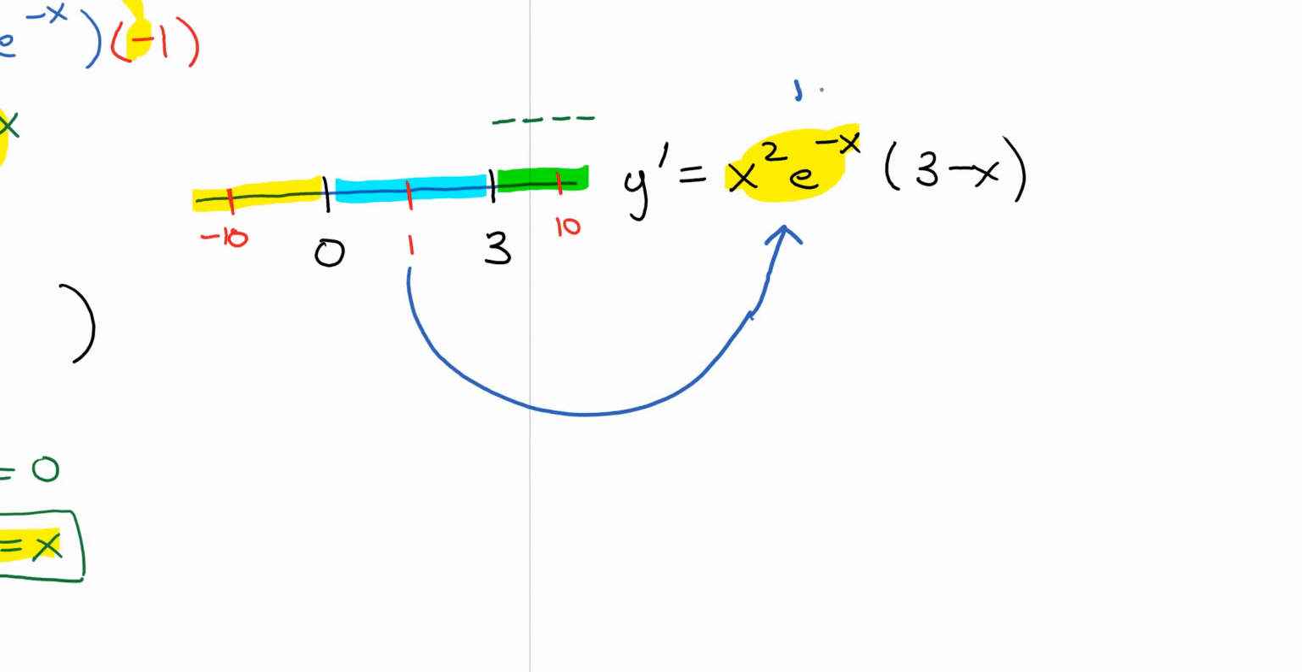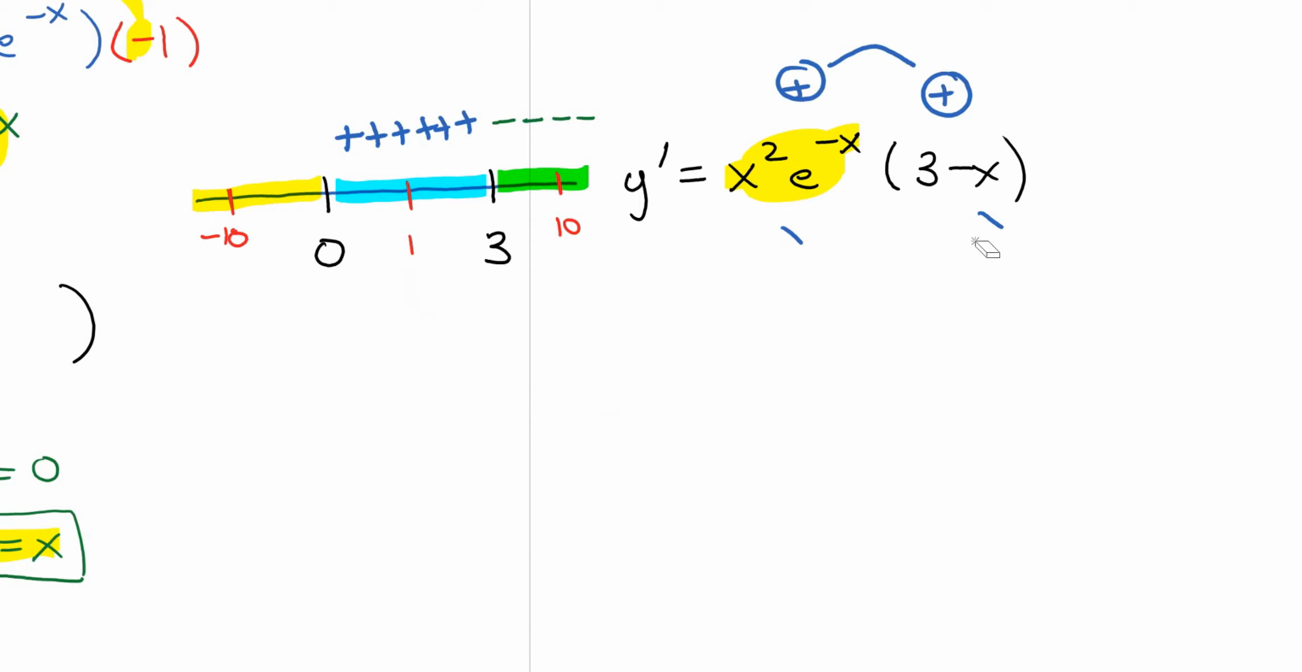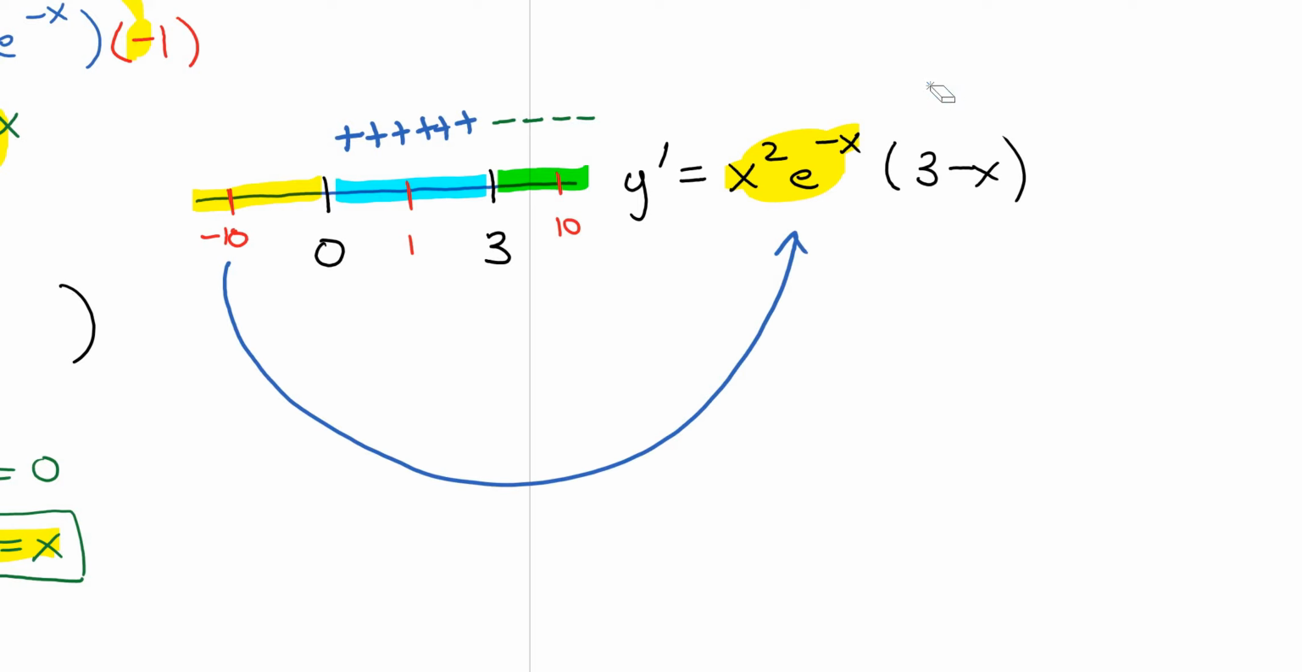So that would give me a positive result. And if I take that 1 and plug it in there, 3 minus 1 is 2, which gives me a positive result. Positive times a positive is positive. And then finally, if I take this number here, -10, and plug it in there, -10 squared gives me a positive result.